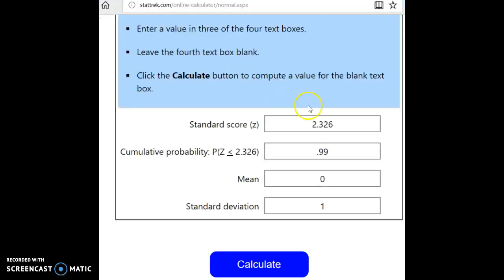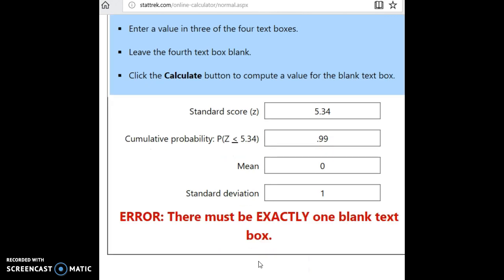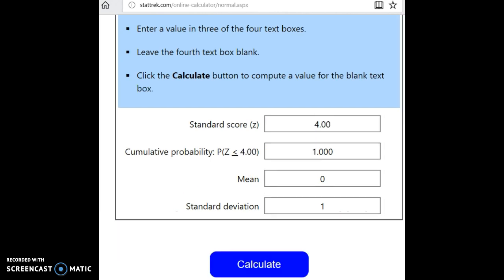And here we go. And let's put in 5.34. And remember, this is going to give us the area to the left. And this must be exactly one blank. Oh, I must not have fully erased things here. Let's try that again. All right, now calculate. And of course, it is saying that that probability is 1.